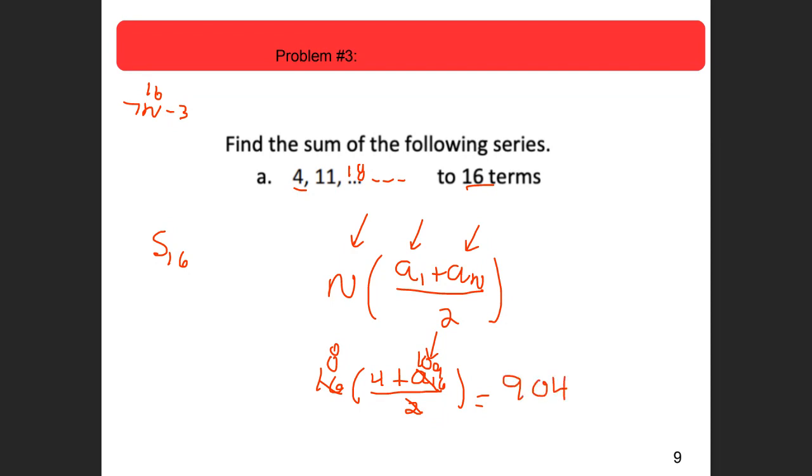That is the sum of the first 16 terms of that problem. And it takes a little bit of thought, right? Because here's our formula. We know what N is. We know what the first term is. We can see it. We don't know what the last term is, what the 16th term is of this sequence. So I have to come up with my equation, find that value. So that's 109. And then just plug it into a calculator and solve. So the sum of the first 16 terms of that sequence would be 904.